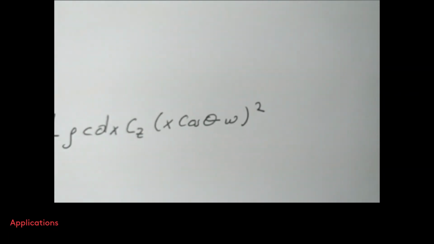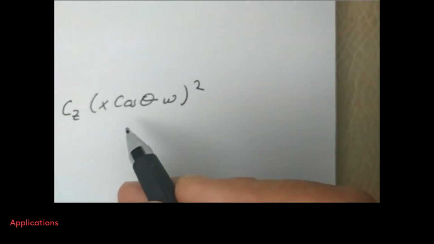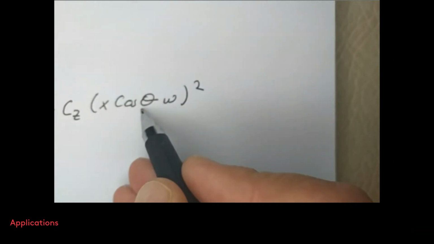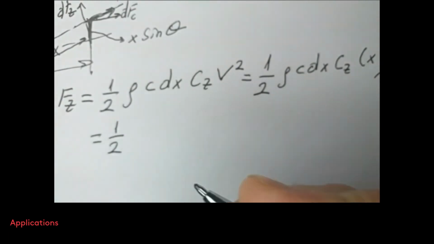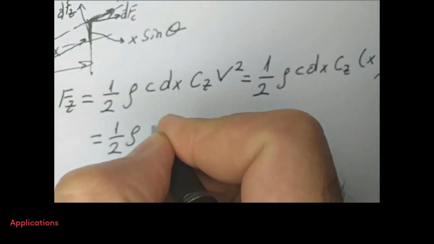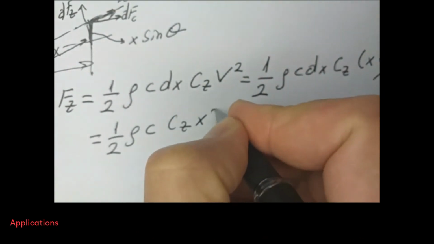So this is the unit element. Remember that theta is very small, so we can say that cosine theta is approximately 1, and then we can write dFz as 1/2 rho c Cz x squared omega squared dx.